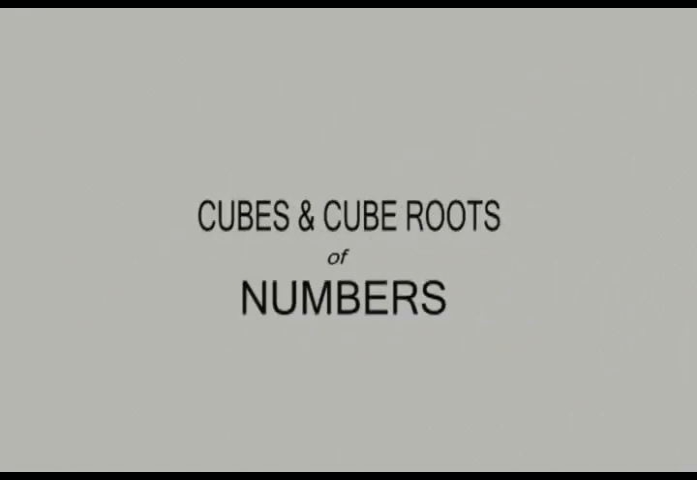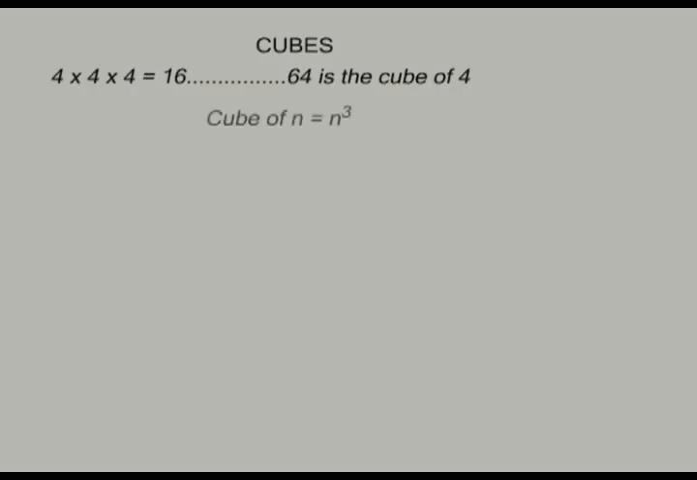Chapter 1: Cubes and cube roots of numbers. When a number is multiplied by itself 3 times, the product is called its cube. For example, 4 times 4 times 4 is equal to 64. We say that 64 is the cube of 4. The cube of a number n is given as n raised to power of 3. And so 2 cubed is equal to 8, 3 cubed is 27, and so on and so on.